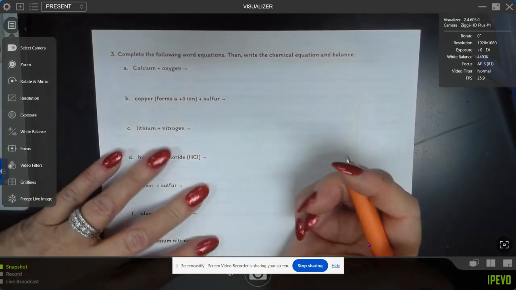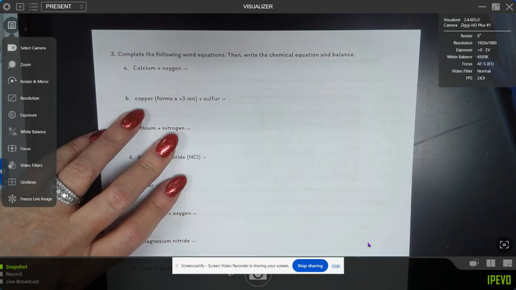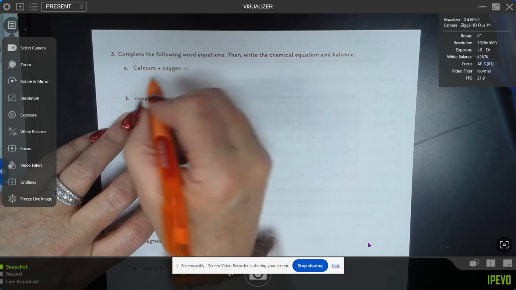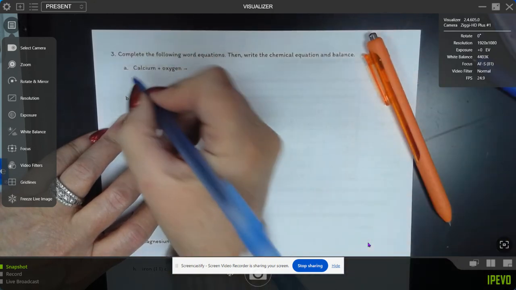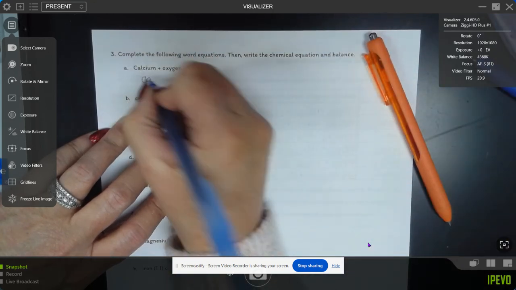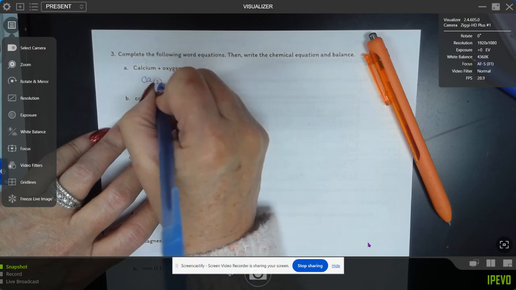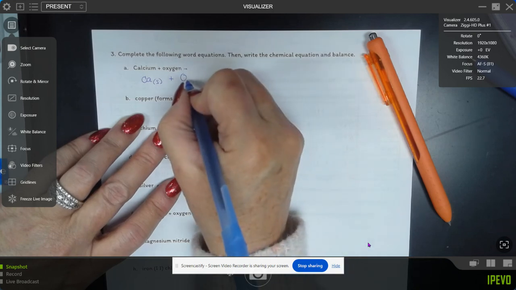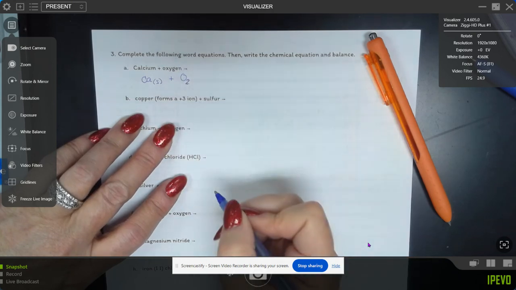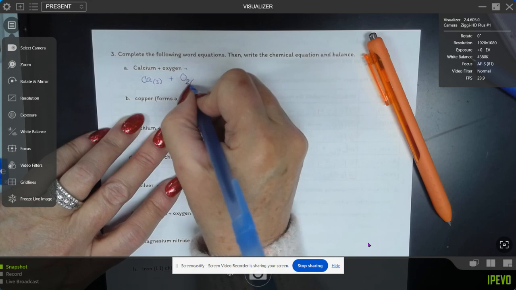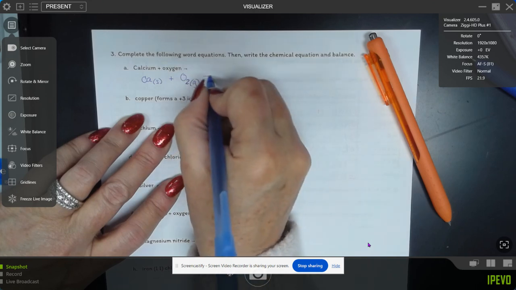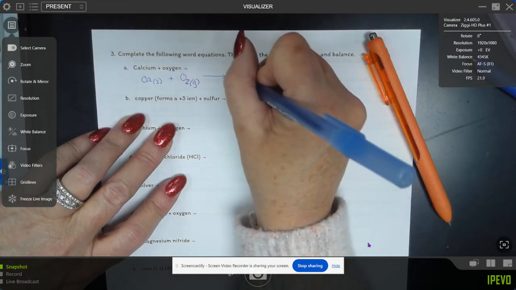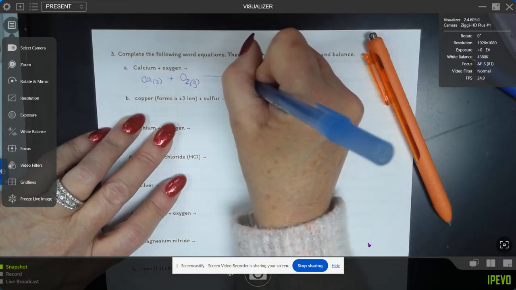All right. So what I want you to do is you're going to start by writing out the reactants. Okay. So in this case, we have calcium, which is going to be a solid, plus oxygen. Okay, oxygen is one of the Haber-Finkel 7. So when it's by itself, it gets a 2. Oxygen is a gas. Okay. That is going to react to produce calcium oxide. Okay.